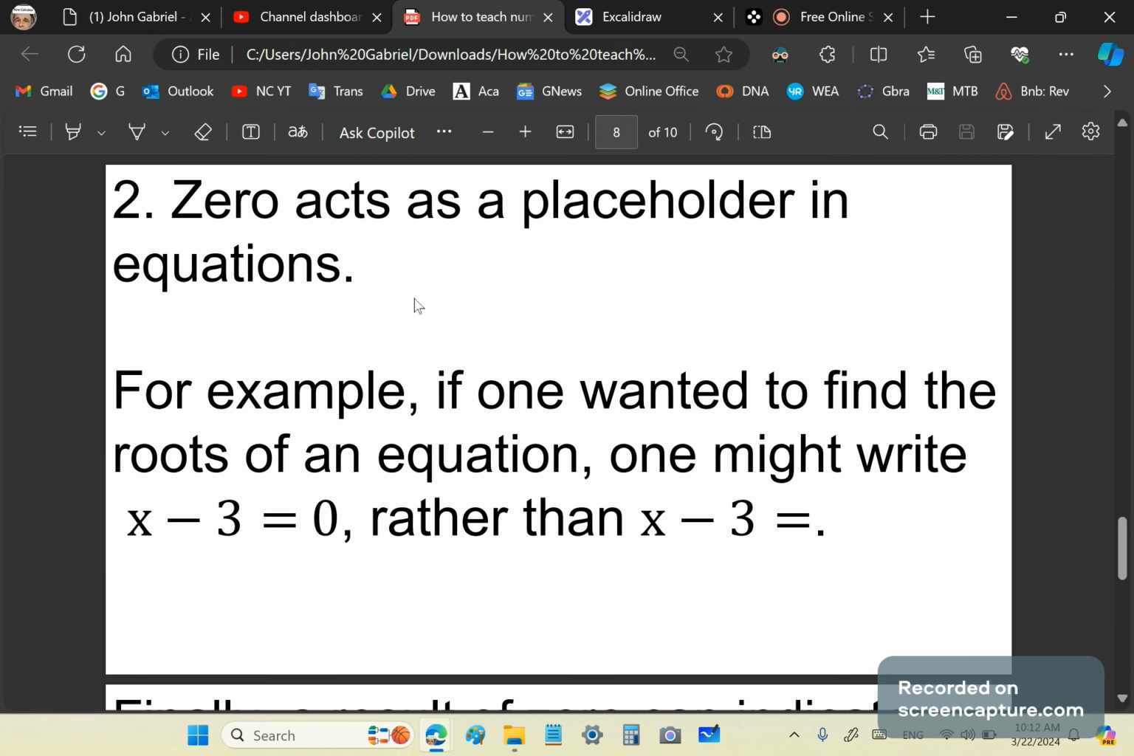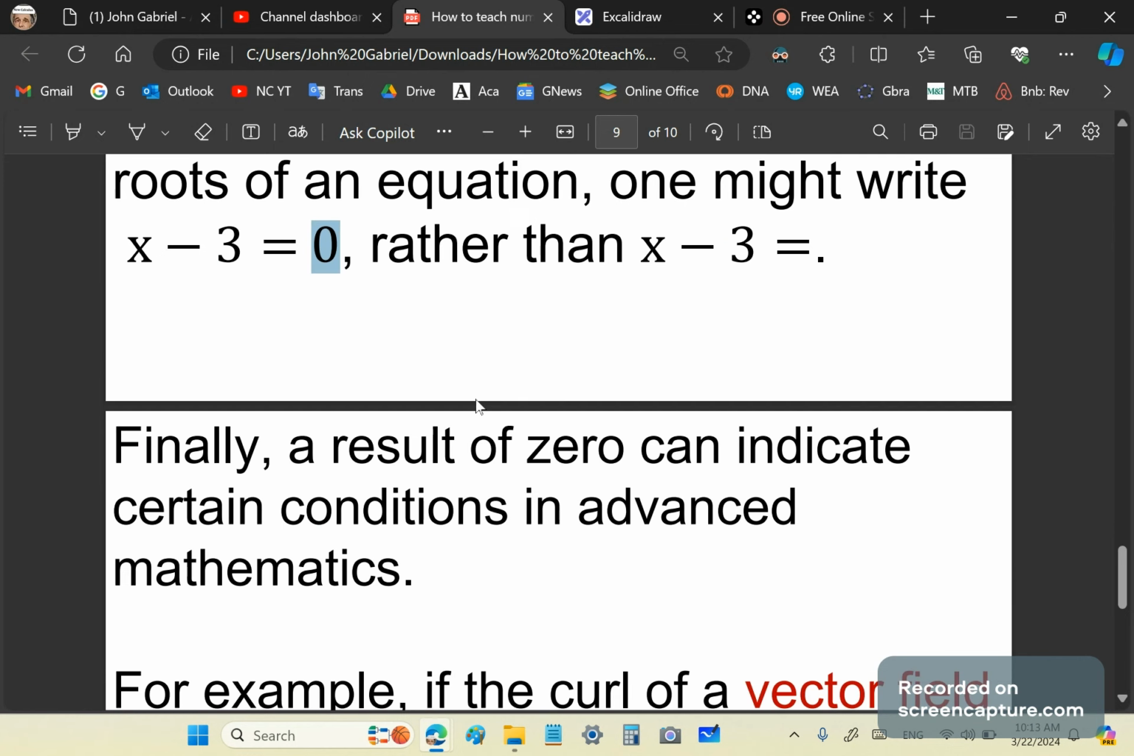So 0 acts also as a placeholder in equations. So if we had this equation here, x minus 3 is equal to 0, it's more meaningful than writing x minus 3 equals with nothing on that side, or with a question mark or whatever, or a little square block like you were introduced to in your early math classes. So again here, 0 is not a number, okay? Not a number of any kind. It's just a placeholder saying that we want to know what number minus 3 will result in no number, okay? That's the correct way of thinking about it.